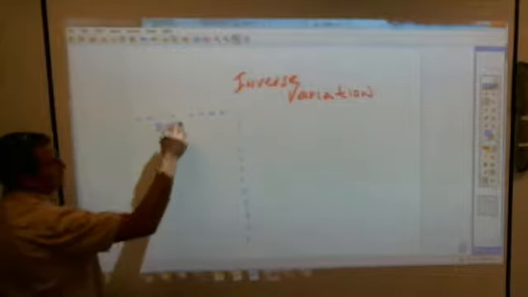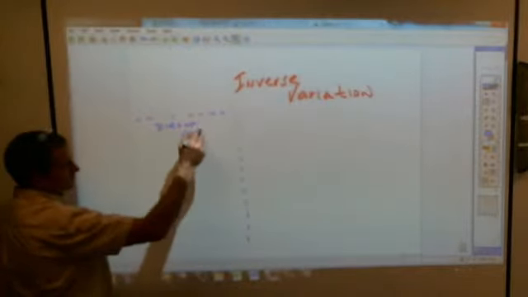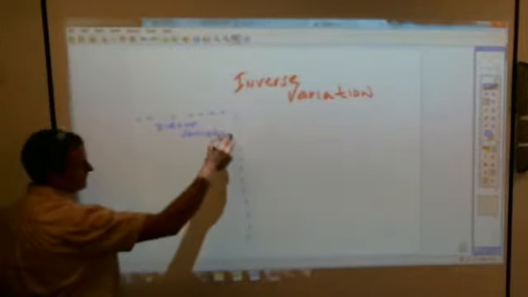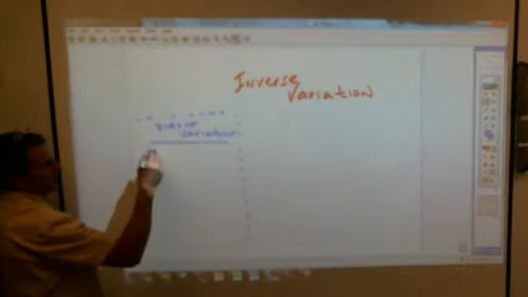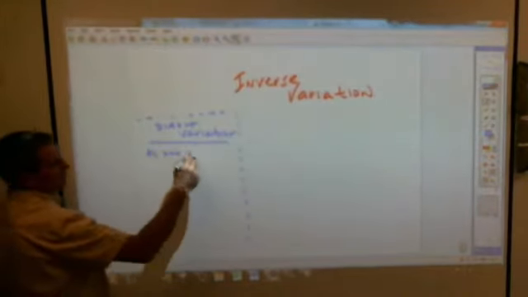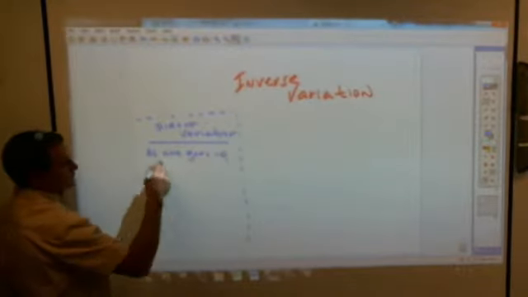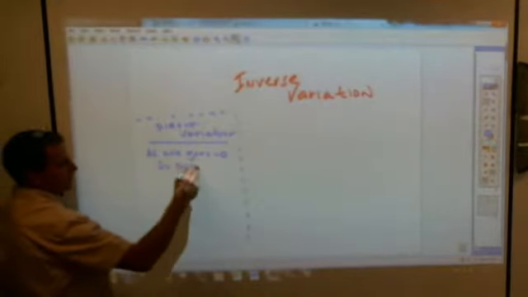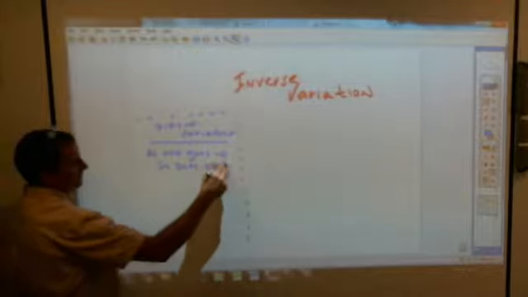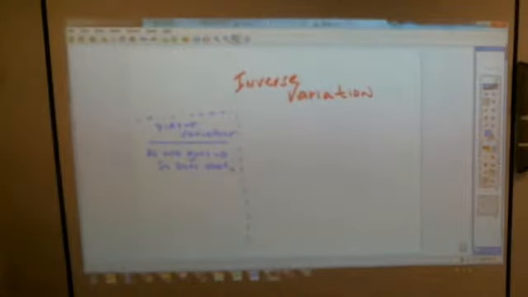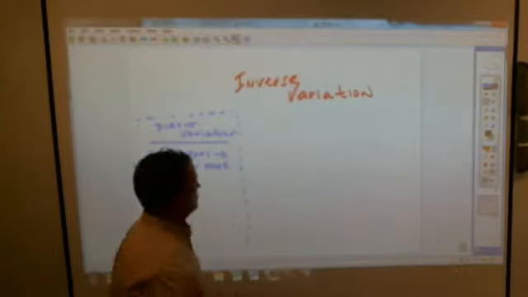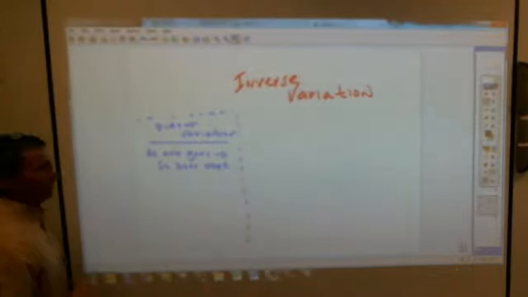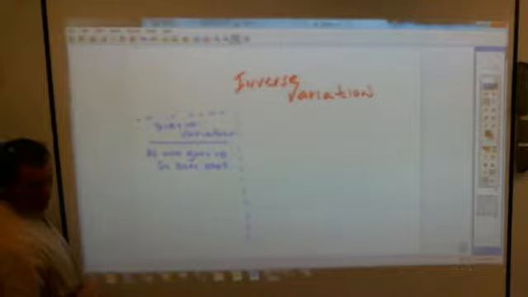Direct variation is based on the premise that as one goes up, the other goes up. As one goes up, so does the other. And I believe if you look back, the example I gave you is if you've got a job, your pay is in direct variation with the hours you work.